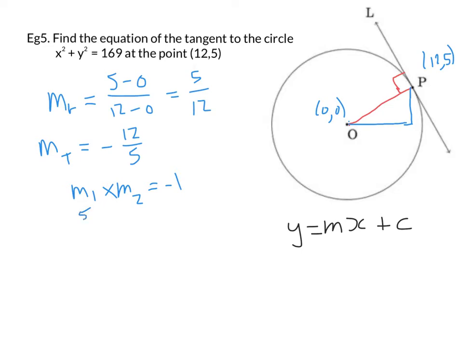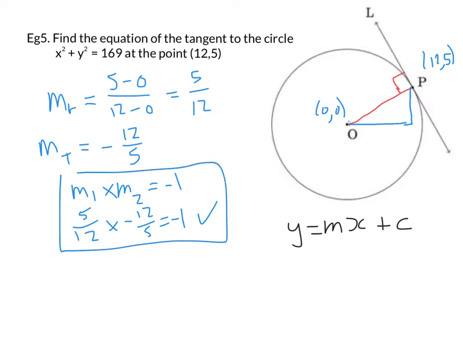So a little check for you. The first gradient was 5/12. The second one I've said is minus 12/5. Does that give minus 1? Yes, it does, so I've worked it out correctly. You don't need that in your notes, it depends how you've been taught that property. That can disappear.